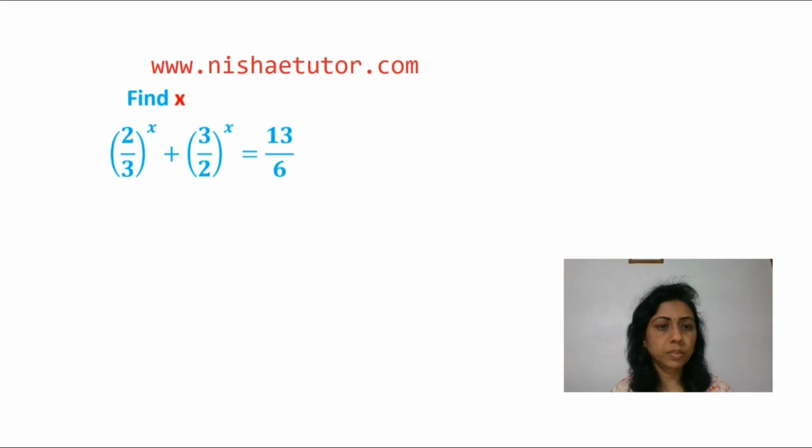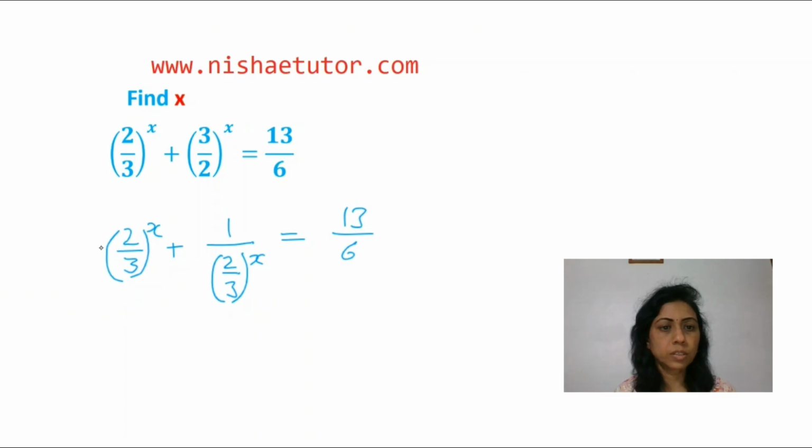So (2/3)^x. Here this one we can write as 1/(2/3)^x, because here it is 3/2. So when we write in reciprocal form like this, and this is 13/6. So now this one value and this one value are the same.